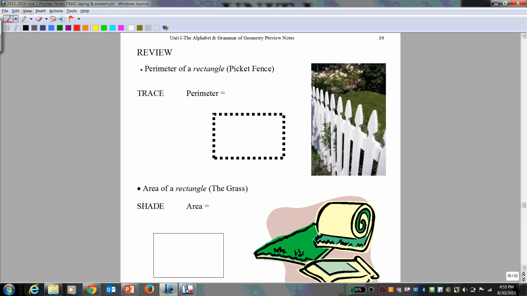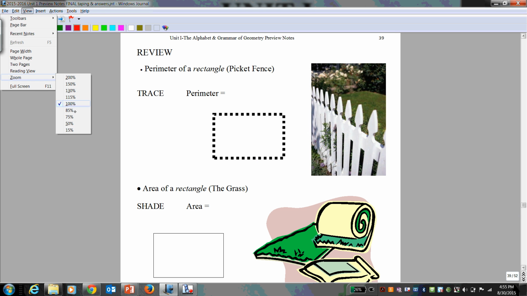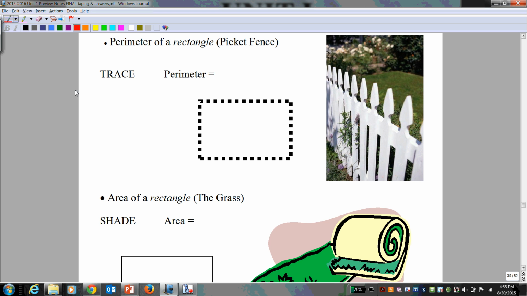Okay, before we actually solve that particular problem, we need to recap a few things. I need to review with you the concept of perimeter in a rectangle and area. Perimeter, I want you to think picket fence. Perimeter, picket. Say it twice with me. Perimeter, picket. When you do perimeter, put your pencil there.